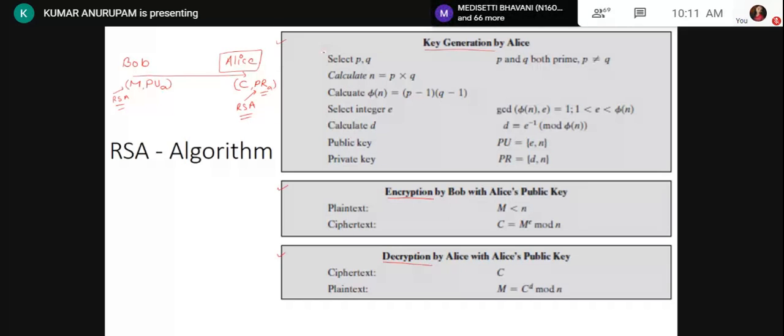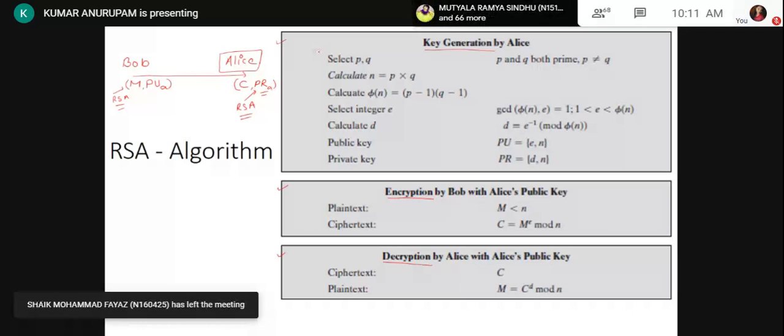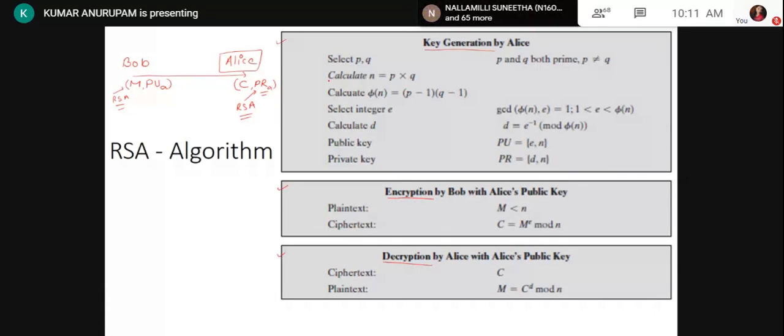Now I'll tell you how this whole structure works. There are actually 7 steps. The first step is that we need to select two values, P and Q. P and Q are both prime numbers where P is not equal to Q. But in the real world, these prime numbers have one more constraint: they must be large prime numbers.